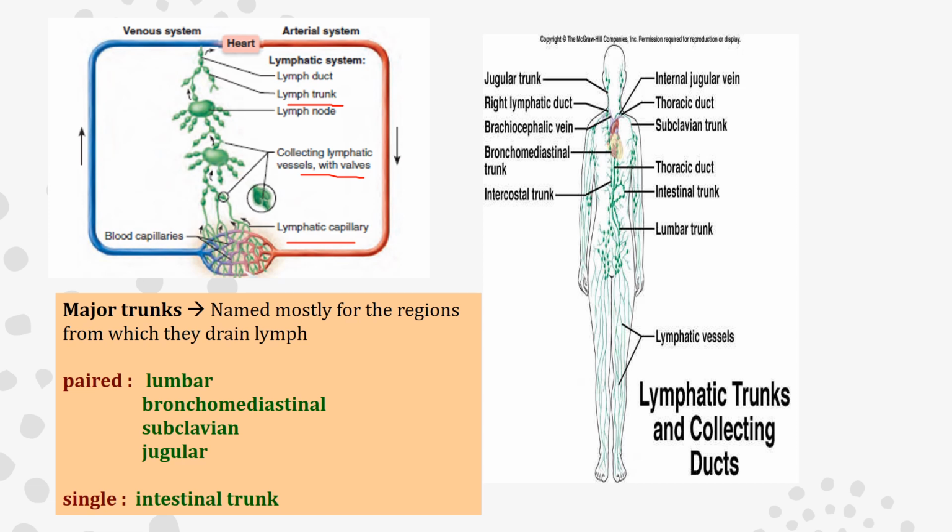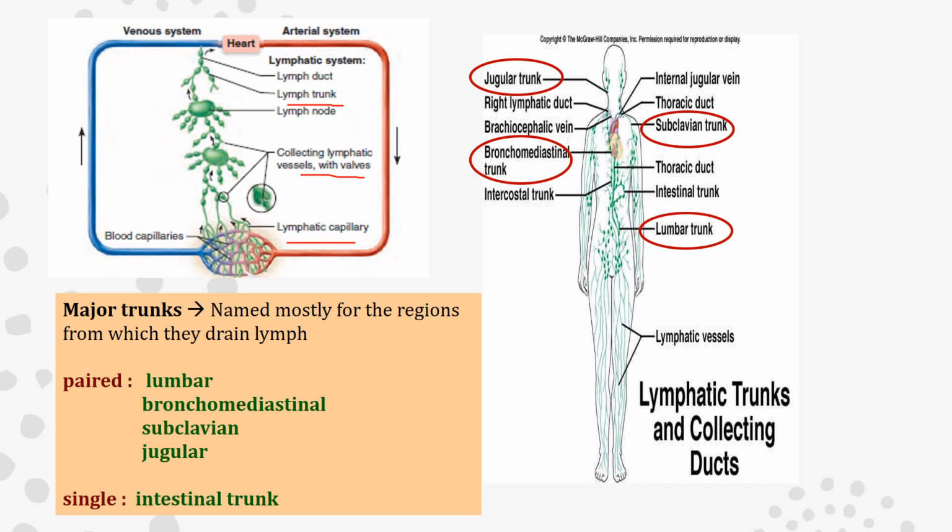We have 5 major trunks, of which 4 occur in pairs, one on the right side and one on the left side of the body. These are the lumbar trunk, which is going to drain from your lower limb. Then you have the bronchomediastinal trunk that is going to drain from your thoracic and mediastinal area. From the name bronchomediastinal, you should have an idea that this is somewhere near your thoracic and mediastinum area. Then you have the subclavian trunk, which is going to drain from the upper limb. And finally, the jugular trunk that is going to drain from your head region.